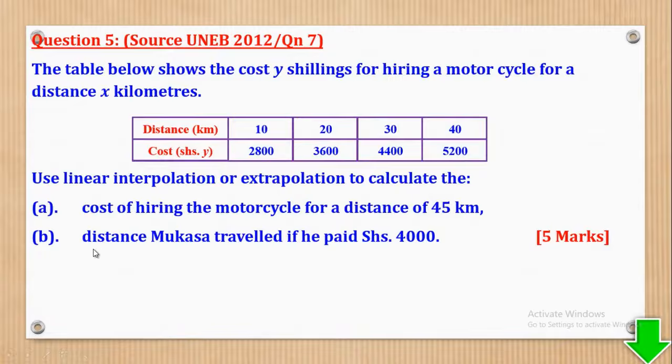Then part B, they said they want you to find the distance Mukasa traveled if he paid shillings 4,000. So 4,000 is between this 3,600 and 4,400. So we are going to extract out these two values, and in between them we shall add a column whose value of cost is 4,000.